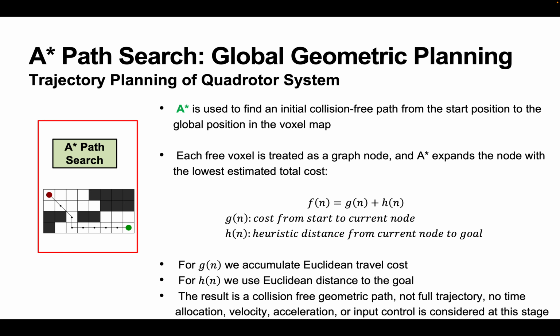The output is collision free, but it is only a geometric path. It does not contain timing, velocity, acceleration, or control input information. Therefore, we use it only as an initial path before trajectory generation.